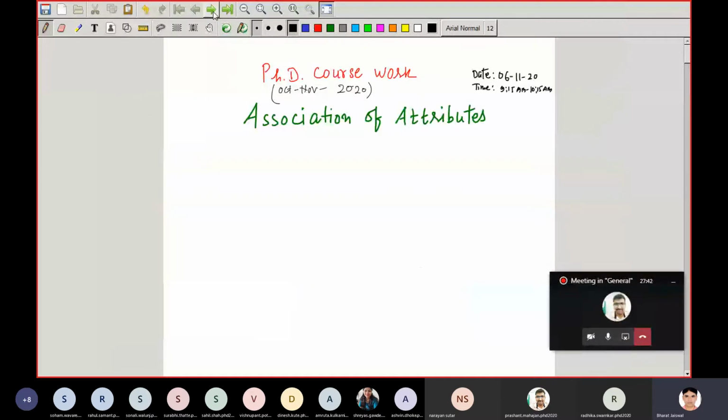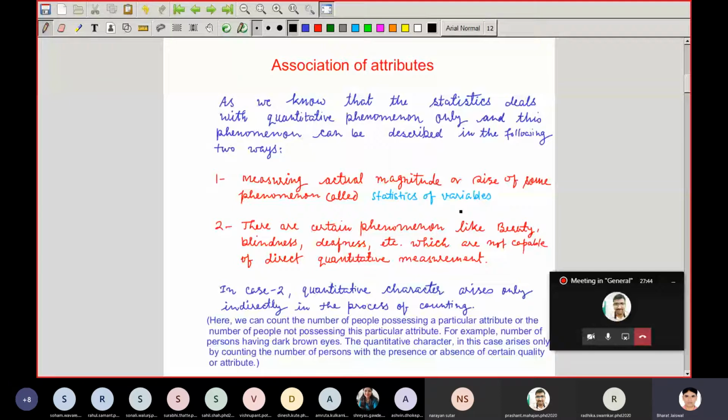Okay. So association of attributes. In our previous lecture, we learned the coefficient of correlation. Actually, the difference between association of attributes and correlation is that correlation gives a quantitative analysis of the data. As we know, statistics deals with quantitative phenomena, and in correlation we study the quantitative analysis of the given two data, to what extent they are correlated. We give a description in that one.